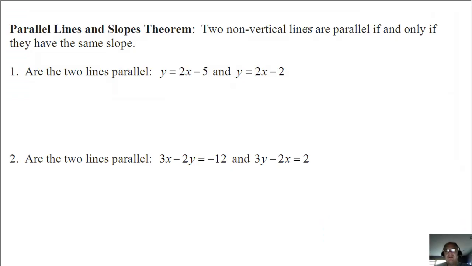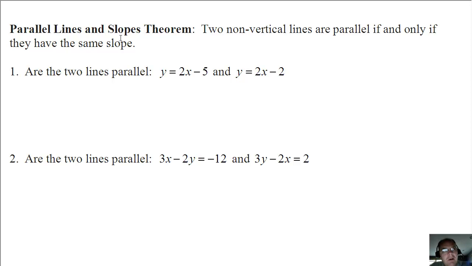We know from previous courses that parallel lines are always the same distance apart and they will never intersect. But what we want to do today is look at how that affects the way those lines look when we're looking at the equations of those lines, which leads us to the parallel lines and slopes theorem. The theorem just says that if you have two non-vertical lines, they're parallel to each other if and only if they have the same slope.